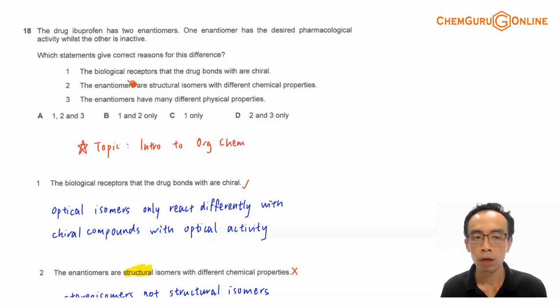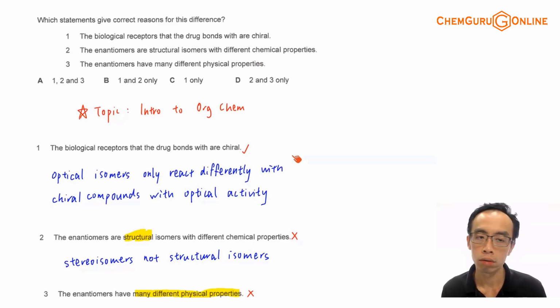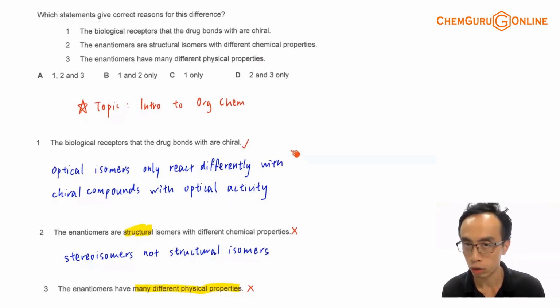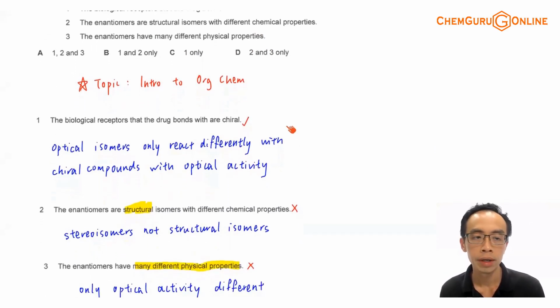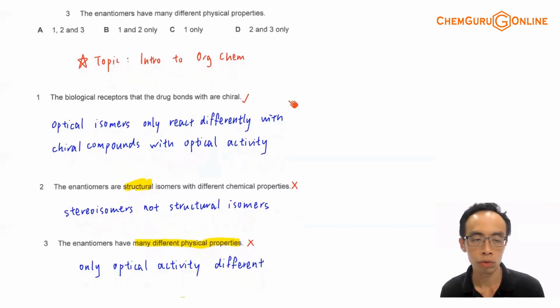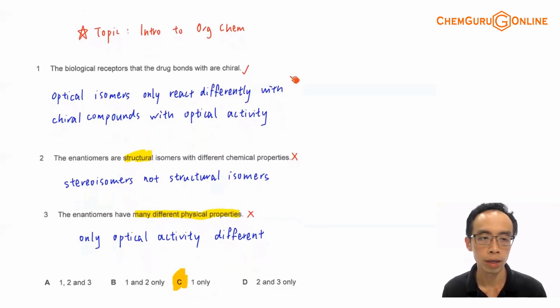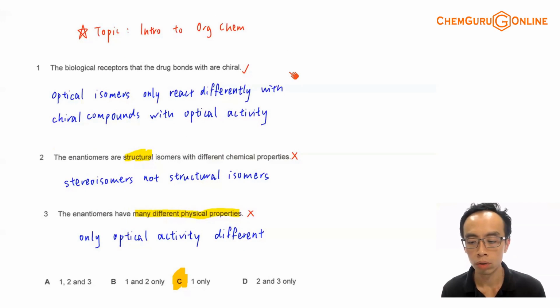Number 1, biological receptors that the drug bonds with are chiral. Number 2, enantiomers are structural isomers with different chemical properties. Number 3, the enantiomers have many different physical properties. Which of these statements is valid? Now, since we're talking about optical isomers or enantiomers, then the topic tested in this question is Intro to Organic Chem. Now in syllabus, we actually don't differentiate between the chemical properties for stereoisomers.